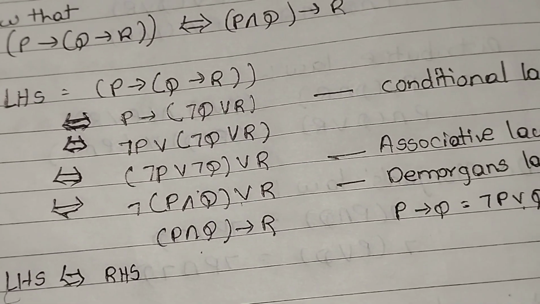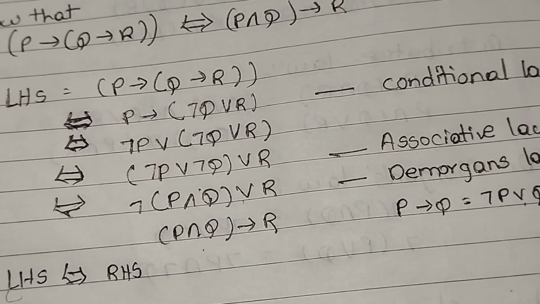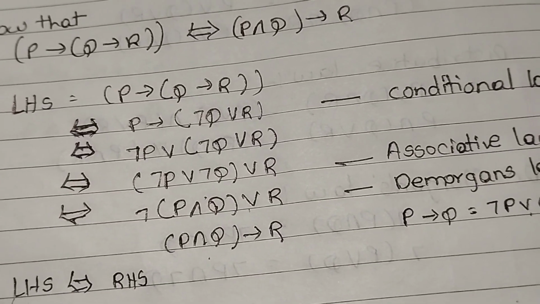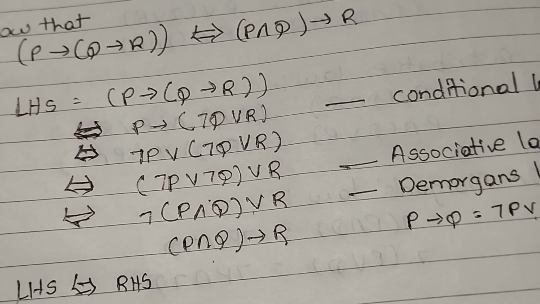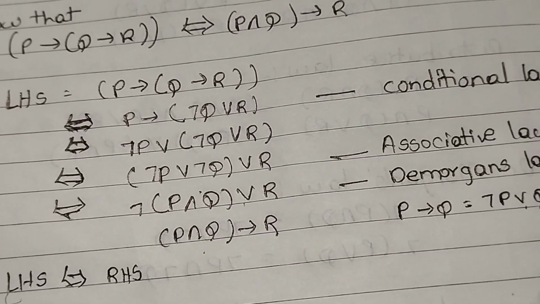This is the one way. And the second way: take LHS, find out the final result, then take RHS, find out the final result, and show that the results of both LHS and RHS are equal.